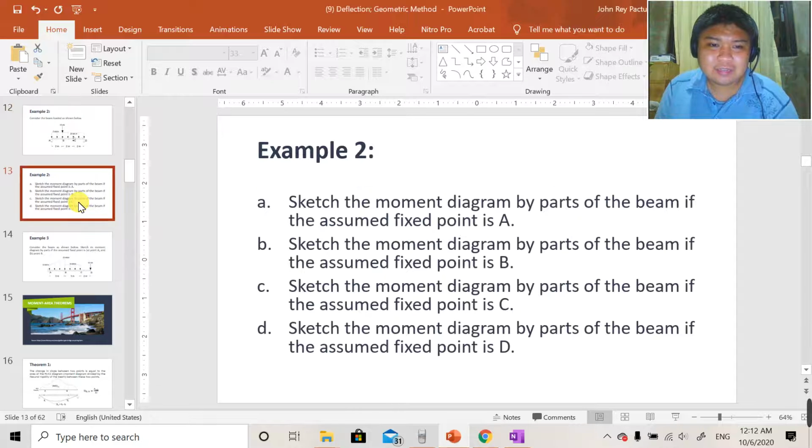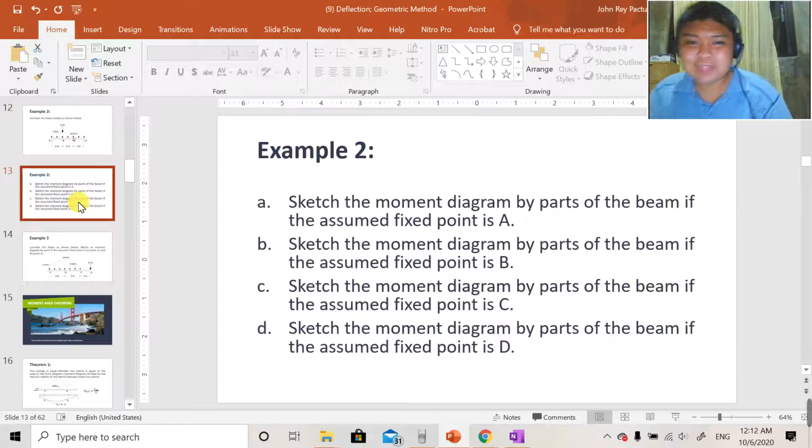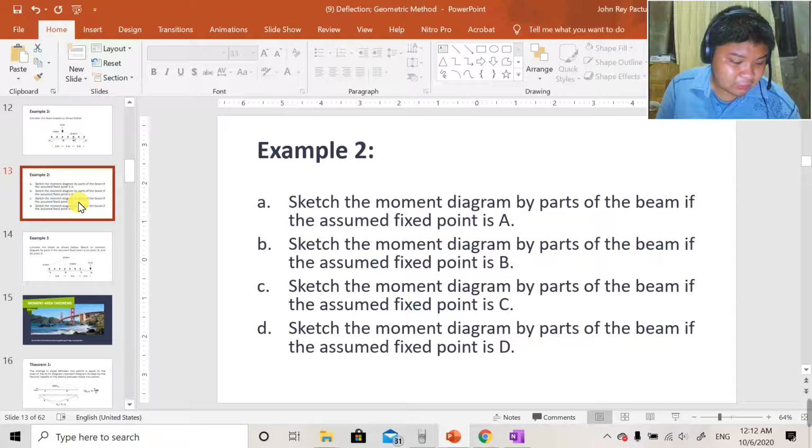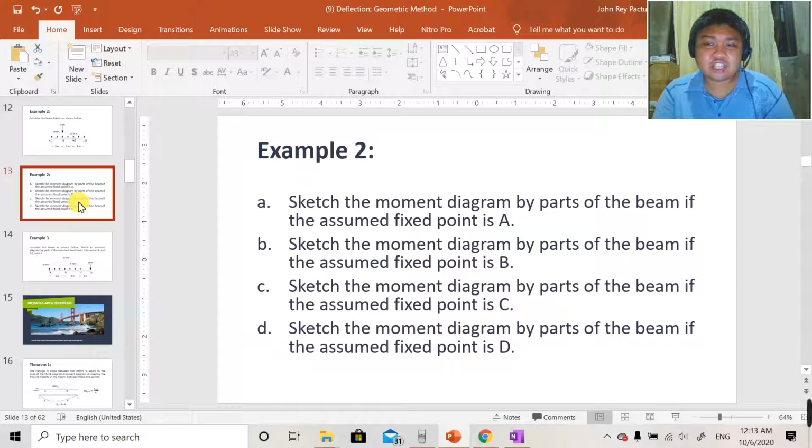According dito, letter A, sketch the moment diagram by parts of the beam if the assumed fixed point is point A. Letter B, sketch the moment diagram by parts of the beam if the assumed fixed point is point B. Letter C, sketch the moment diagram by parts of the beam if the assumed fixed point is C. And yung panghuli, sketch the moment diagram by parts of the beam if the assumed fixed point is point D. So gusto ko dito class i-emphasize na ang tanong ay pinapasketch yung moment diagram by parts.